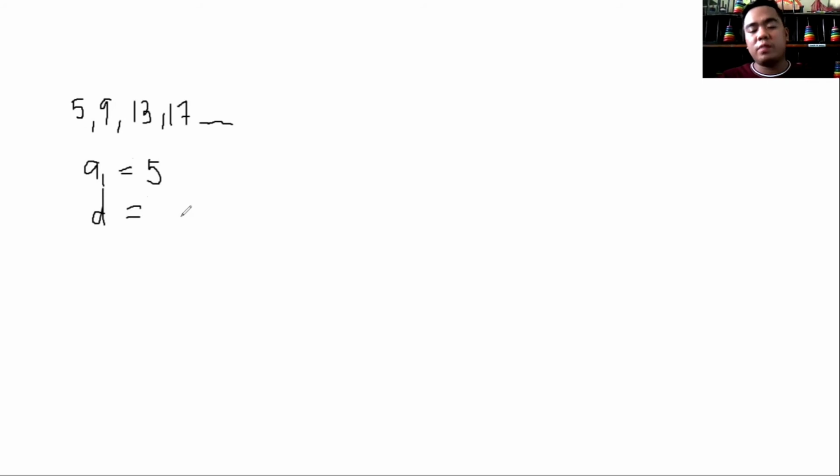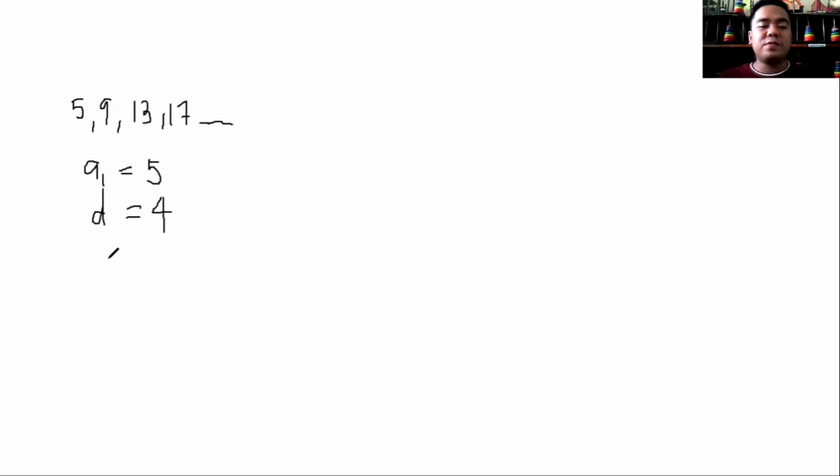What is your common difference? How to get the common difference? We have the second term minus the first term, or the third term minus the second term. 9 minus 5 is 4. What is the constant number being added? 13 minus 9 is 4. 17 minus 13 is 4. Therefore, our common difference is 4.